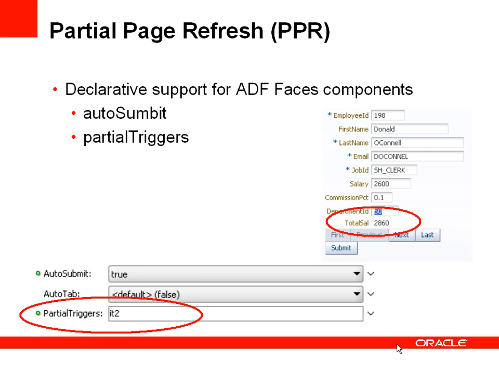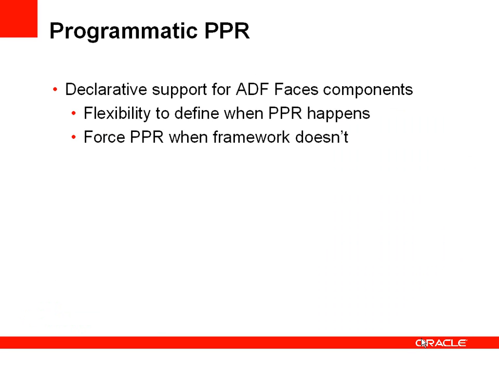Now this gives us a declarative way of defining partial page refreshing, but there might be situations when you want to programmatically force a partial page refresh. So why do you want to programmatically define PPR? Well, first of all, it gives you the flexibility to define whenever you want refreshes to happen. You can do this in code. And there are also some times when the framework doesn't automatically refresh, and so you might want to force PPR to happen.